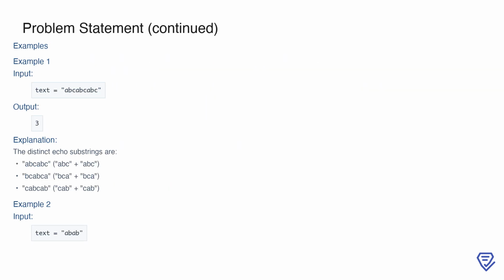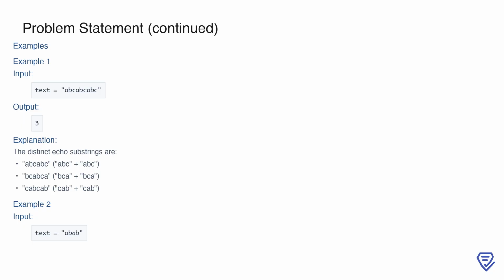In the first example, the input string is abcabcabc. The distinct echo substrings that can be found in this string are abcabc, bcabca, and cabcab. For abcabc, it is formed as abc concatenated with another abc. Similarly, bcabca comes from two copies of bca, and cabcab is formed by repeating cab. Since there are three distinct echo substrings, the output for this example is 3.